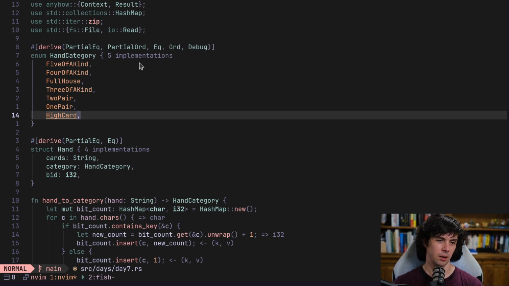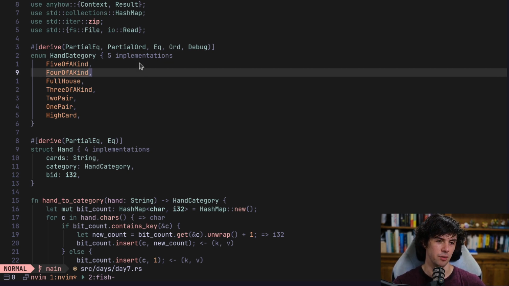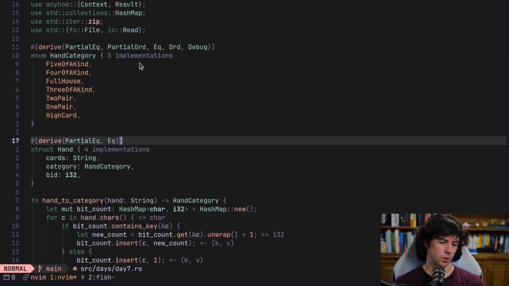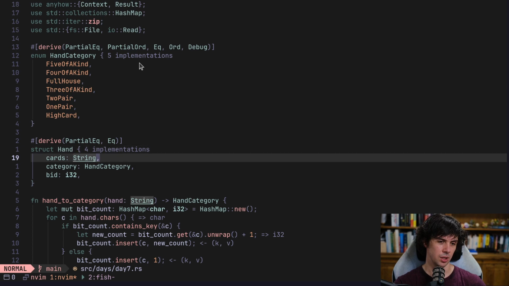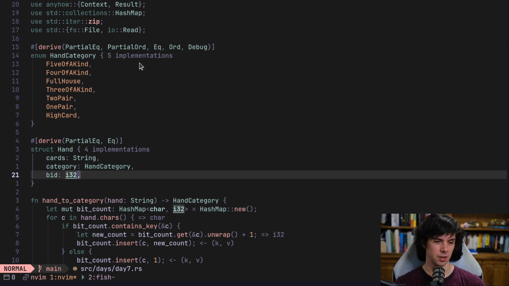Now, I should note that this is the order of the hands. If you have 2 matching hands that you have to rank, you look at them card by card, and you rank them based on the individual cards. Each card can be higher or lower than the other, and you keep going through until you find a mismatched card, and that determines the final ranking. We then have a structure here, which we define as a hand, which stores the string representation of the cards, the resulting category from that enum above, and the bid from the data file.